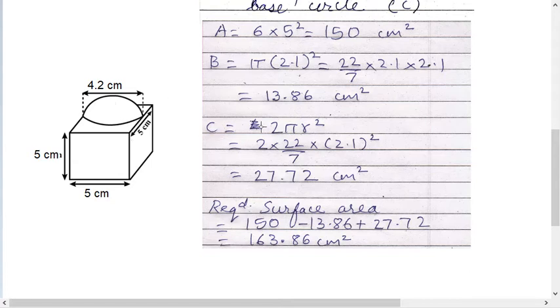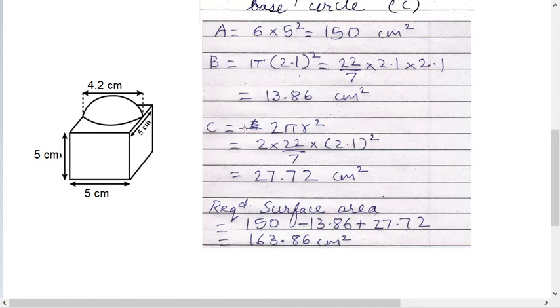And C is this hemisphere without the base circle. So C equals the surface area of the hemisphere. What is that? 2 pi r square. How come 2 pi r square? Because the surface area of the full sphere is 4 pi r square, so the hemisphere will be half, 2 pi r square. So 2 into 22 by 7 into 2.1 square, so it will be 27.72.